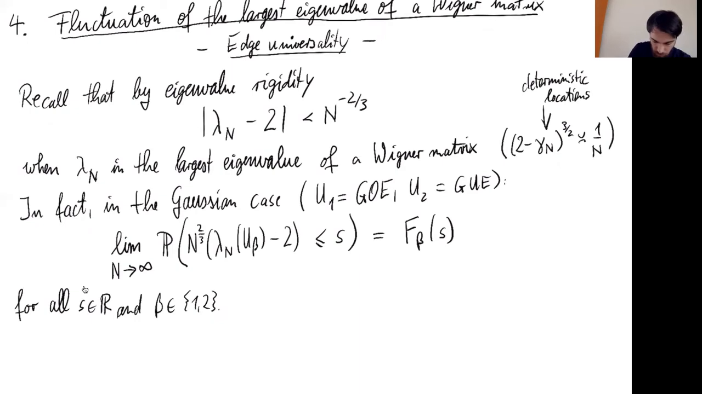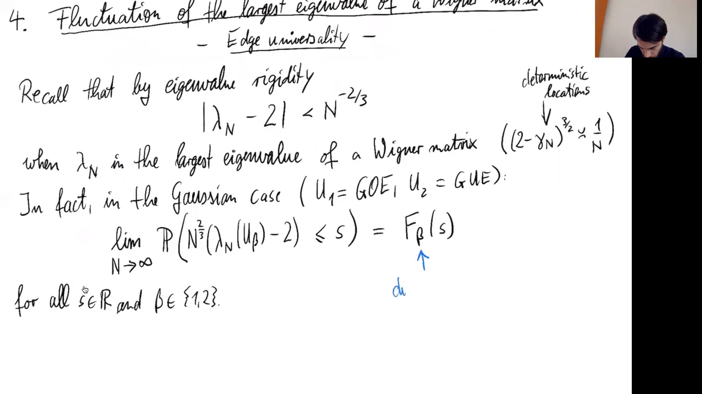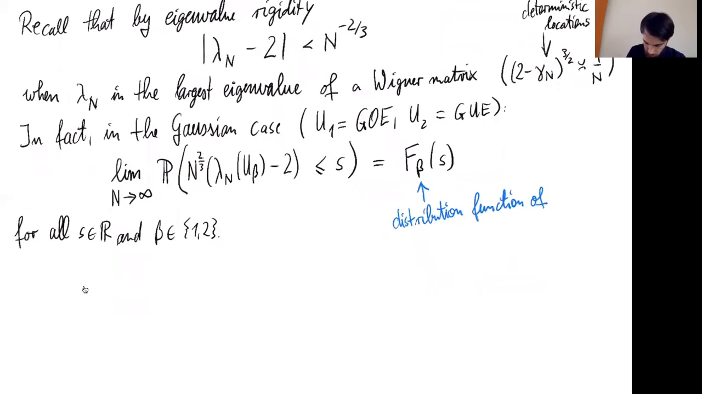And I owe you an explanation of what this is. So this is the distribution function of the Tracy-Widom beta distribution.